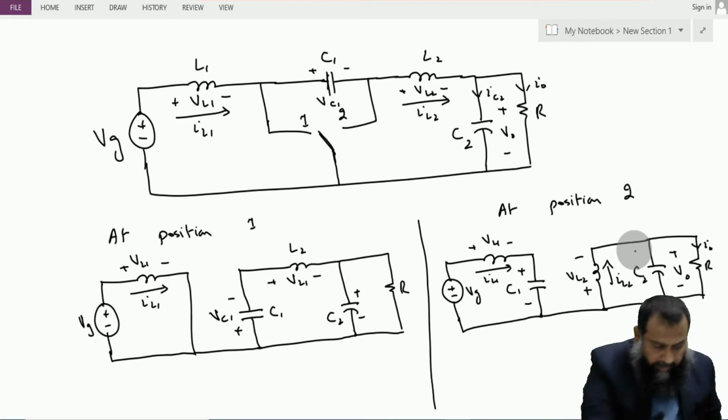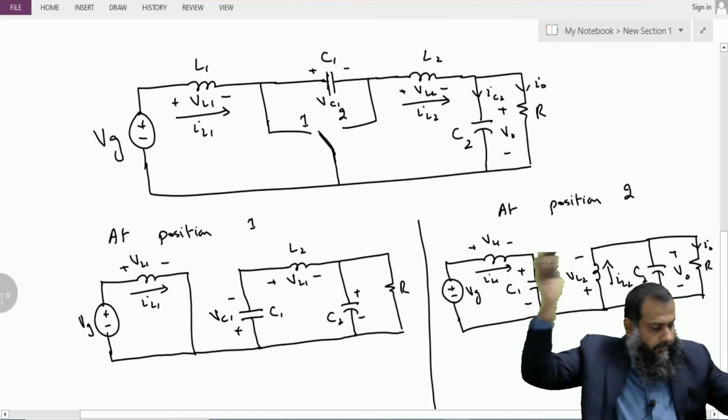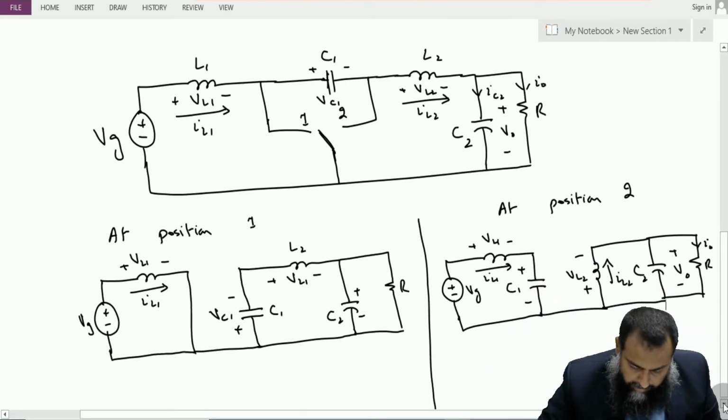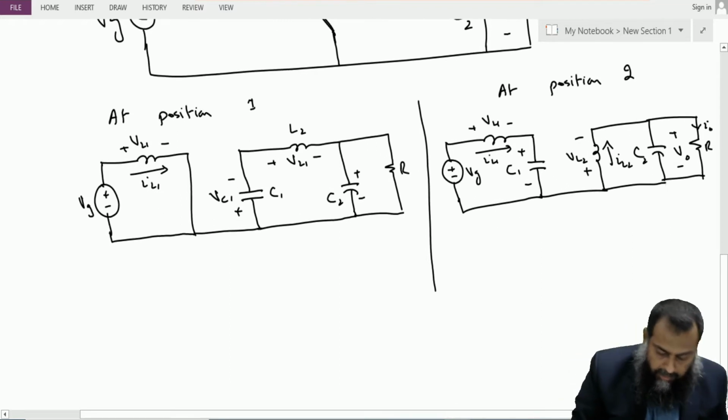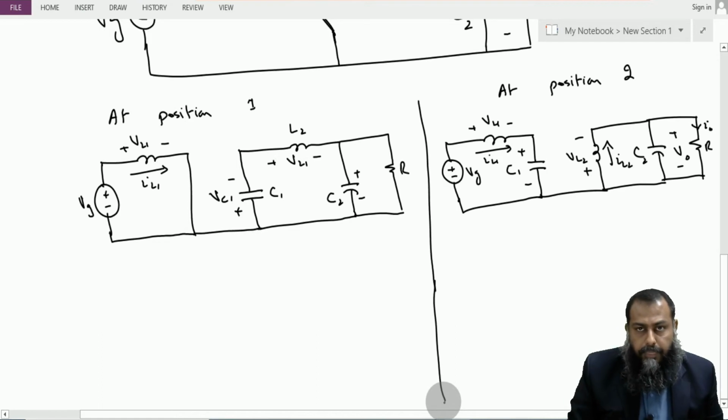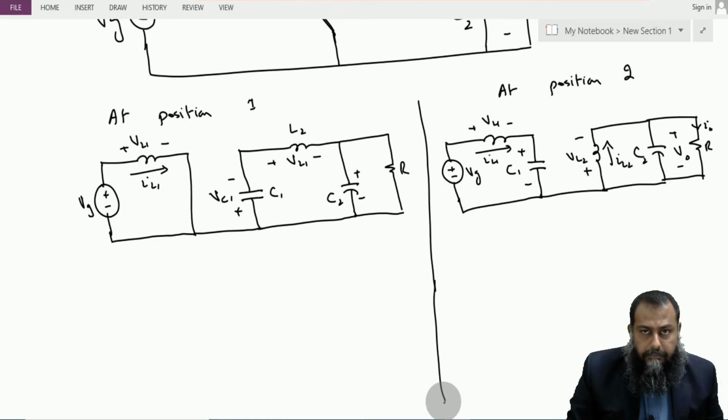Now further to this, we will write down the appropriate equations based on Kirchhoff's voltage law and Kirchhoff's current law, and we will apply basic principles of the energy storage element like we did for the buck converter and the boost converter. We will apply those laws to identify some of the key equations that are necessary to find out the voltage gain or the transfer function of this given converter.